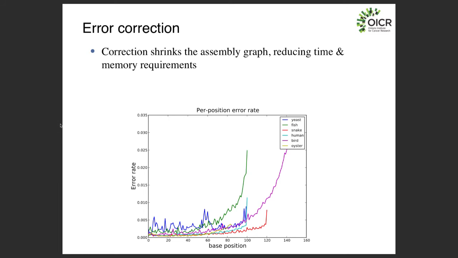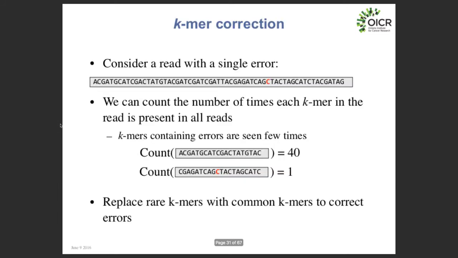So what we want to do, so these errors are going to cause erroneous structures in our assembly graph, and they're actually going to balloon the amount of memory it takes to run a genome assembly. So what we want to do is run a pre-processing step on our data, which is going to error correct our sequencing reads. And the way that we error correct our sequencing reads is looking at what we call k-mer counts. So let's consider a read that has a single sequencing error, sort of near the end. It's this red C here.